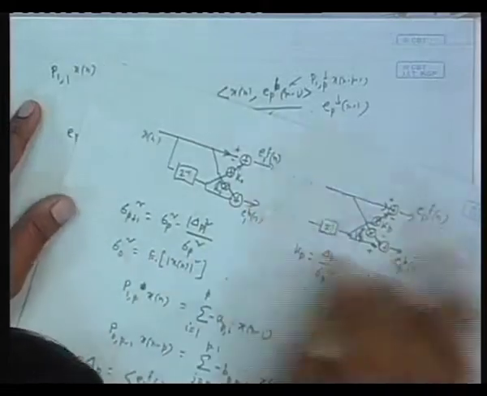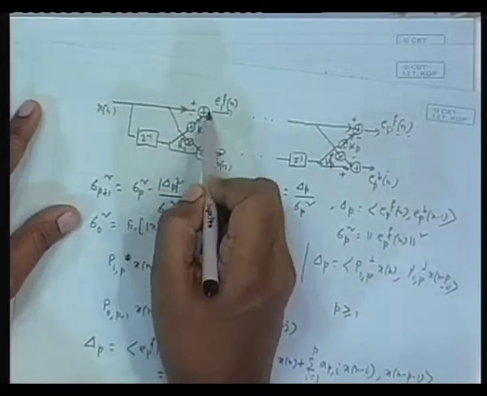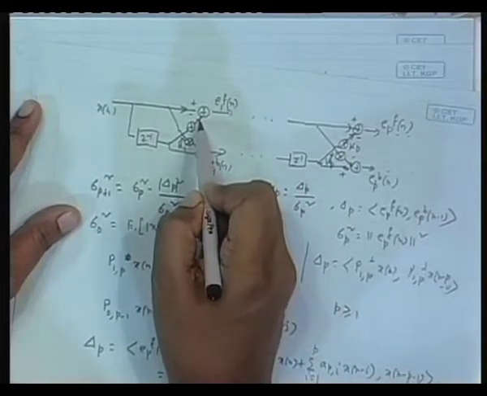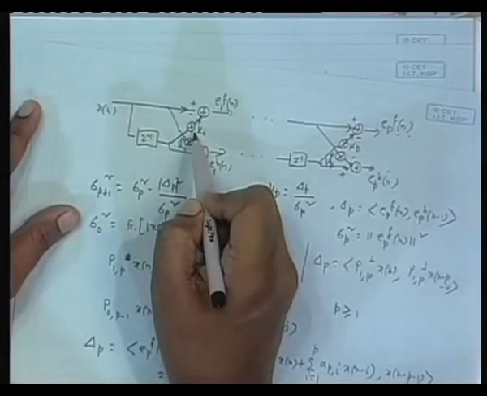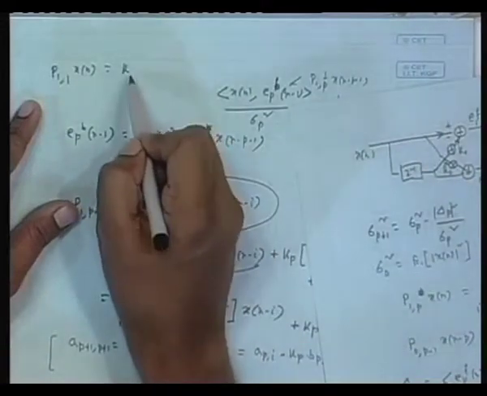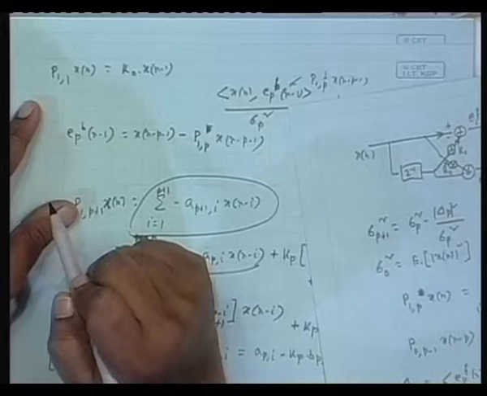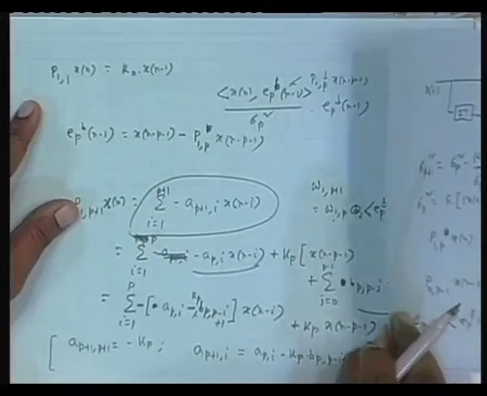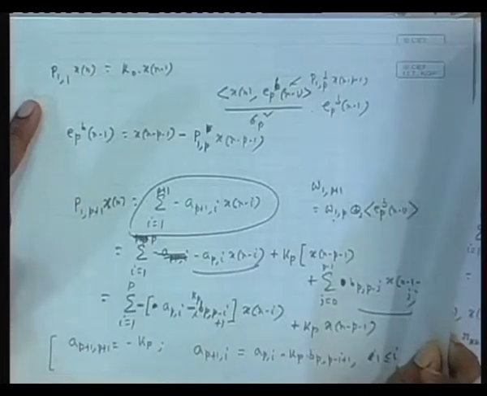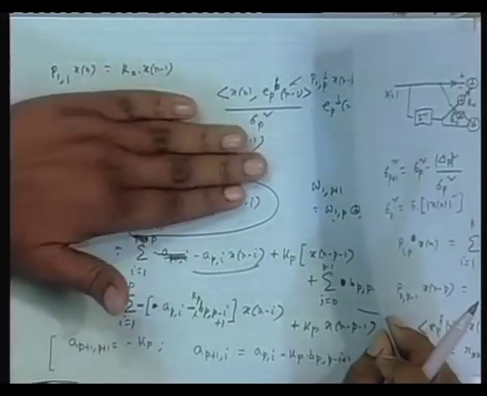This lattice stage, x n minus this is the error. So, this here is the projection. What is the projection? X n minus 1 times k 0. So, k 0 into x n minus 1. Okay. That means, okay, I will come to this a little later.